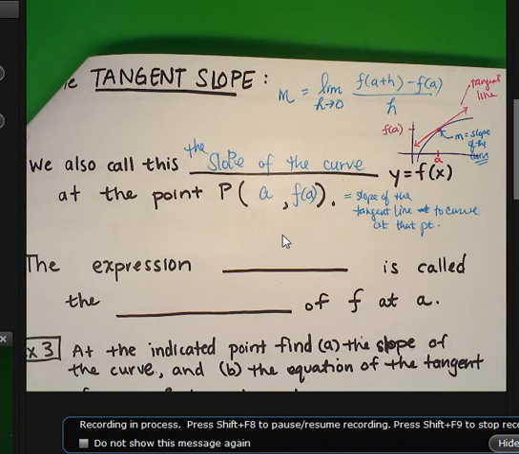So let's think about it. If I can tell you I went running for 2 hours and I ran 10 miles, then I know my average rate of change was 10 miles over 2 hours, so I was going 5 miles per hour, right? That's giving me an average rate, okay?